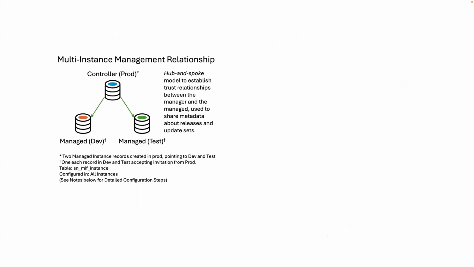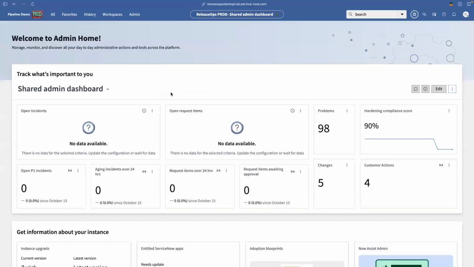So for a little context, the multi-instance management relationship is the concept of controller, which is usually your prod instance, controlling a dev and a test instance. So now we need to go set up the multi-instance management relationships between our environments. I will do that by going to prod and making a request to each of dev and test to be their manager. As my niece likes to say, I'm the boss of you.